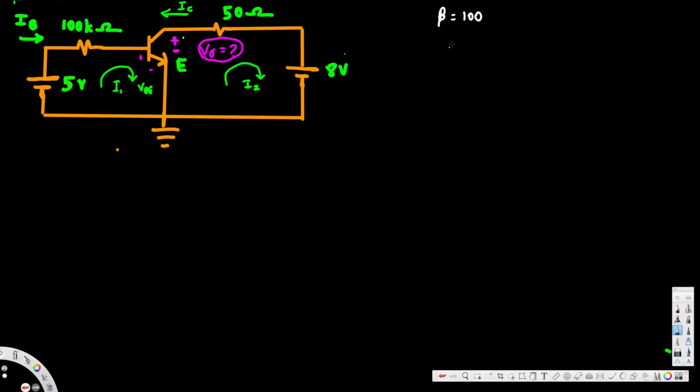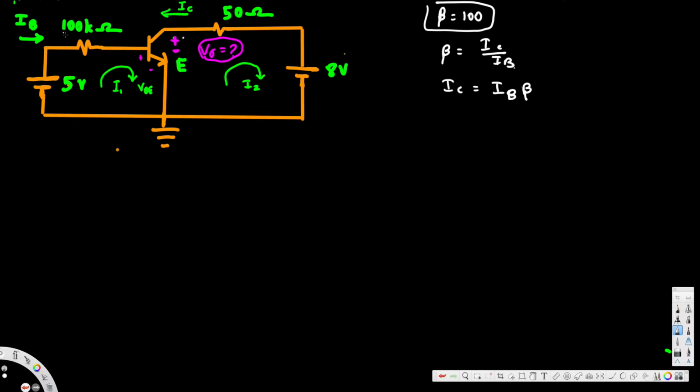So first, to find IC, we have a formula: beta is equal to IC divided by IB, so IC is equal to IB times beta. Beta is already known, that's 100. Now, do we have IB? We have to find out what IB is.